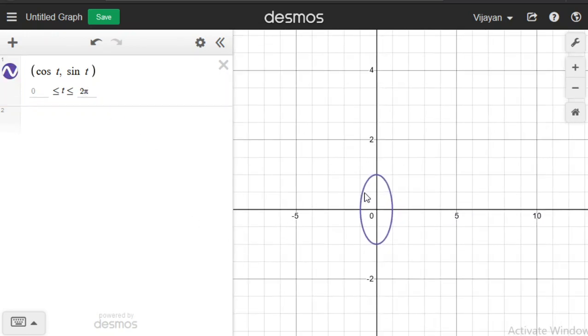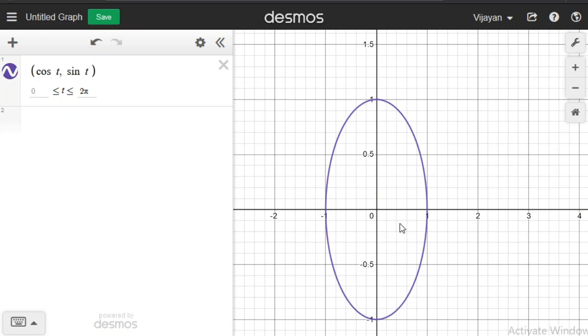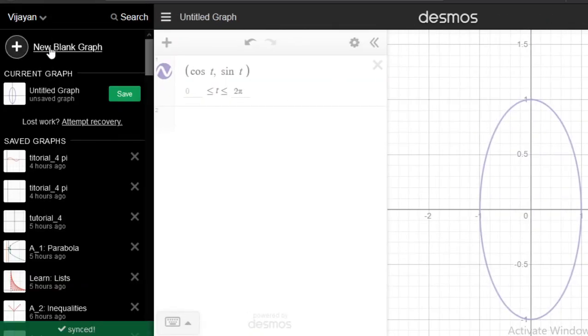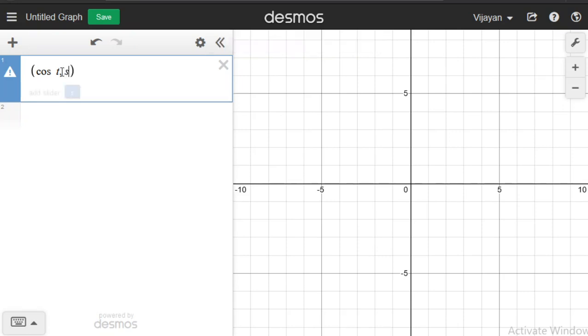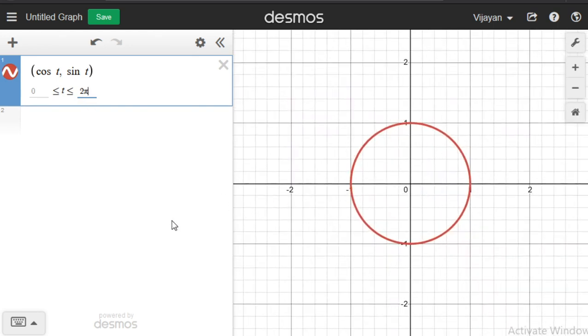Now this is looking like an oval just because the grid lines are not in a perfect square. To solve this, we need to open another blank graph and write over here cos of t comma sine of t, and this is from 0 to 2 pi. So this is forming a circle. Very nice, the circle is formed.